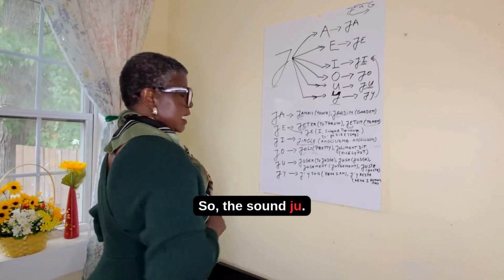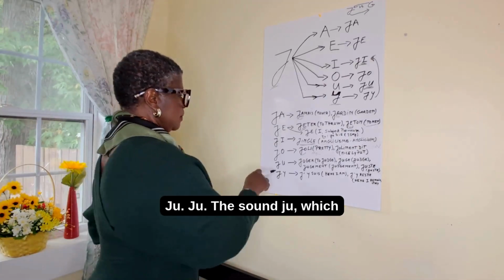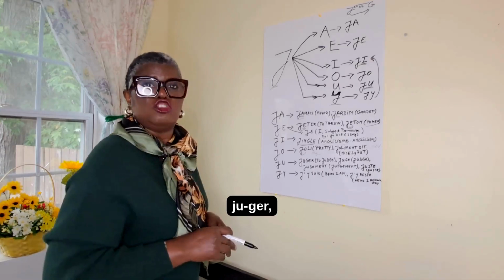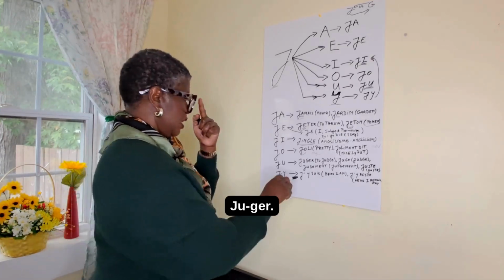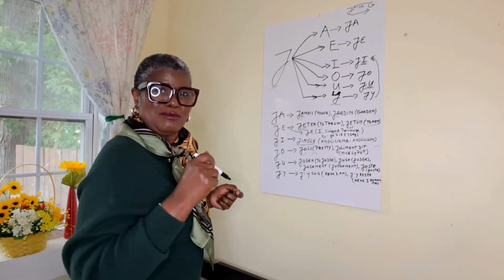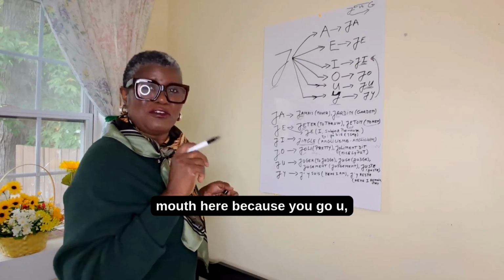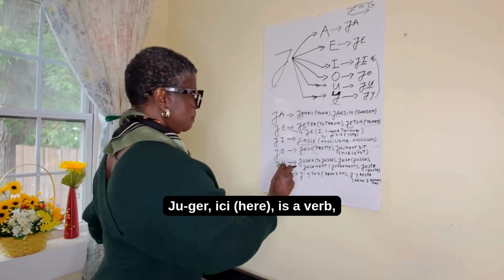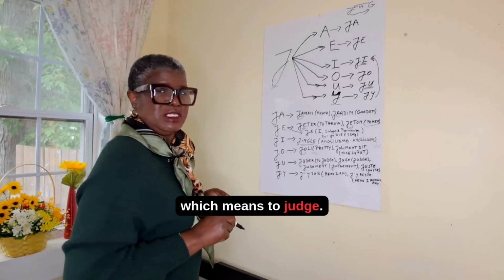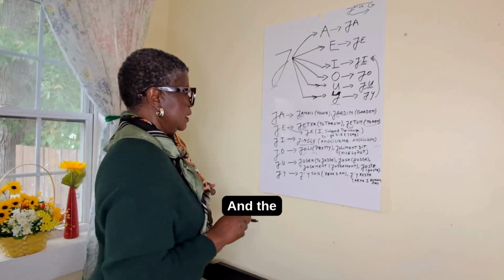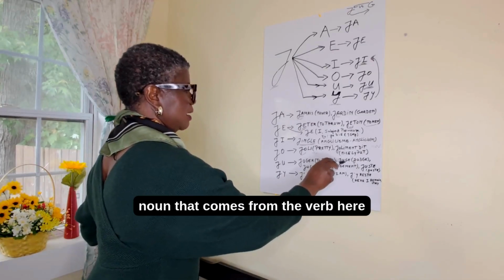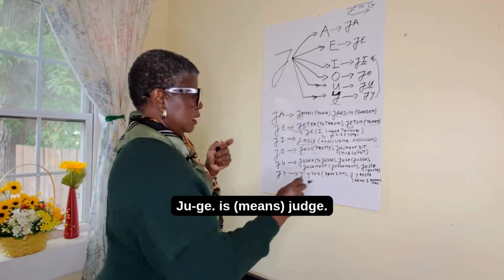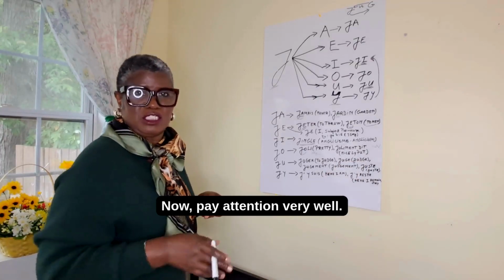Okay, so the sound ju, which is made of J and U, like in the word juger. You really have to exercise your mouth here, because you go U et U, juger. Okay? Juger is a verb which means to judge. And the noun that comes from the verb here is juge. Juge is judge.